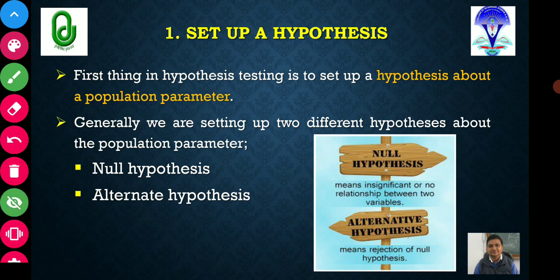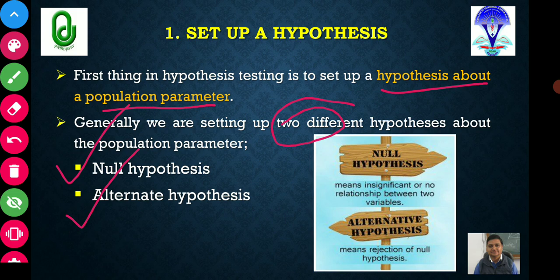So the first step is to set up a hypothesis. The first thing in hypothesis testing is to set up a hypothesis about the population parameter. So we have to assume something about the population parameter. Generally, we are setting up 2 different hypotheses. We can set many hypotheses, but generally we are setting up 2 different hypotheses. What are those 2 different hypotheses? The first one is the null hypothesis, and the second one is the alternate hypothesis.